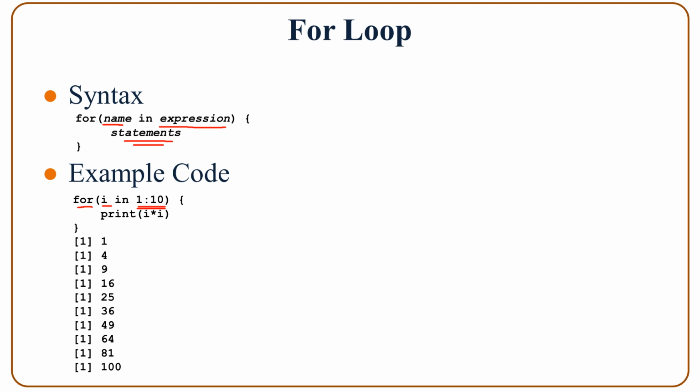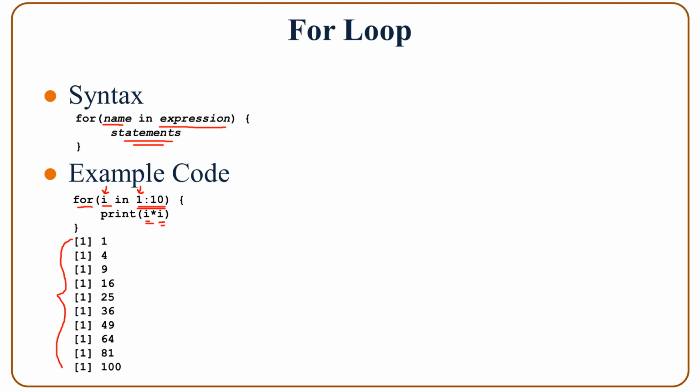So basically in the first iteration i is set to 1, the first element, and then it prints 1 times 1. And then in the second iteration i is set to the second element, which is 2, and it prints 2 times 2, and then it gives you 4, etc.